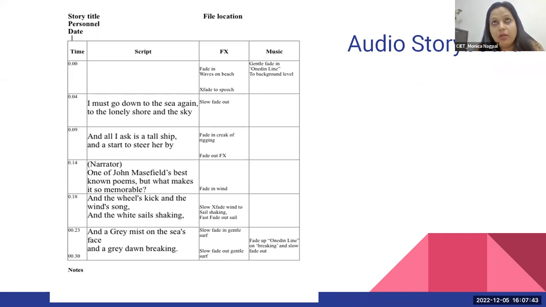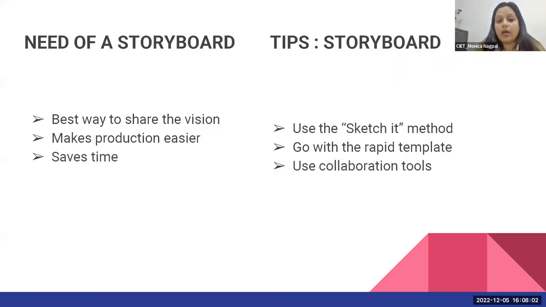Say for example, I am showing a scene of a bus stand. Then I can hear honking, I can hear also the chirping, I can also hear the sound of different vehicles. So these all sound effects I have to plan in advance for what I'm going to create for my audio program. So this way audio storyboards are written.